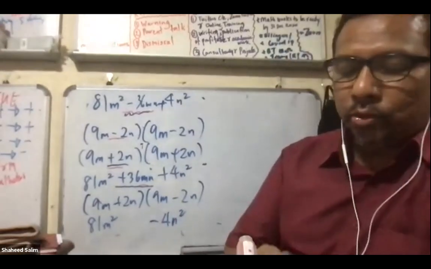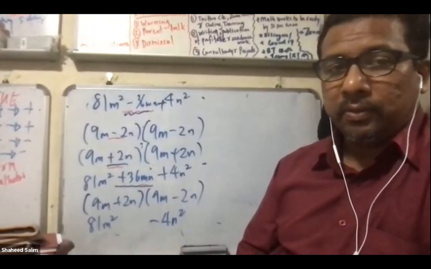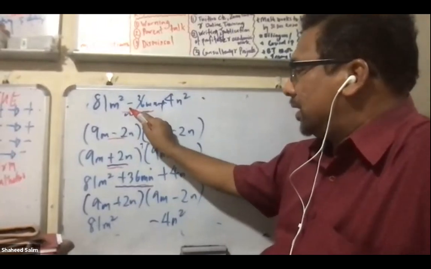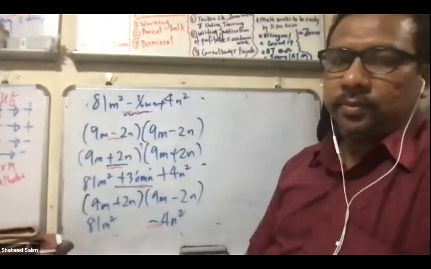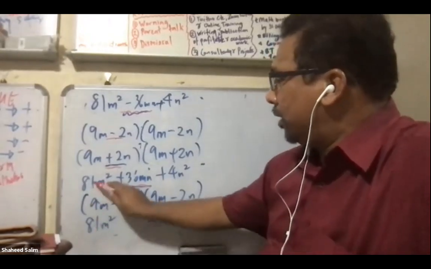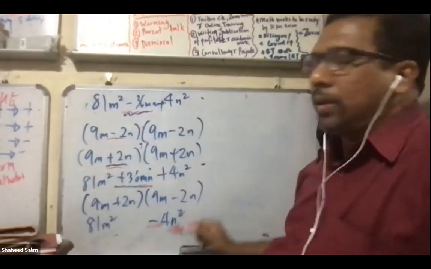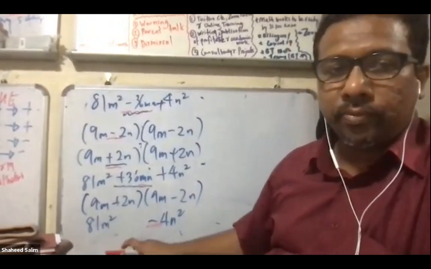You must be able to see the pattern. Can you see the pattern? Minus down here becomes minus in the center. Plus down here, the center is plus. Plus, minus, the center part disappears. This one must be minus, because all the rest is the same. 81m squared, 81m squared, 81m squared. 4n squared, 4n squared, 4n squared. Just take note of the pattern.